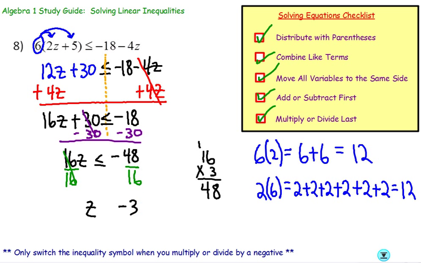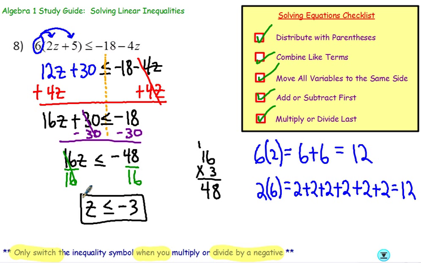And let's ask ourselves this question. Am I going to switch the inequality symbol here or not? Well, again, it says only switch when you divide by a negative. So I have to ask myself, did I divide by a negative? Well, if I look at that, that's a positive 16. Positive 16. I did not divide by a negative, so therefore my answer would stay the same. So that less than or equal to would stay less than or equal to.